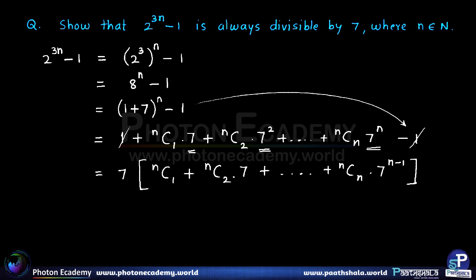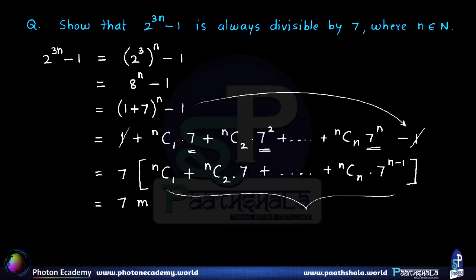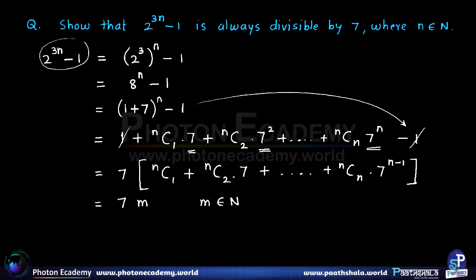So thus we see that now this can be written as 7 into some integer, because this particular bracket is definitely an integer and not any fraction or something. So therefore we can now say that since it is an integer, rather it will be in fact a natural number. So therefore it's clear that the required expression, that is 2 raised to 3n minus 1, is divisible by 7.